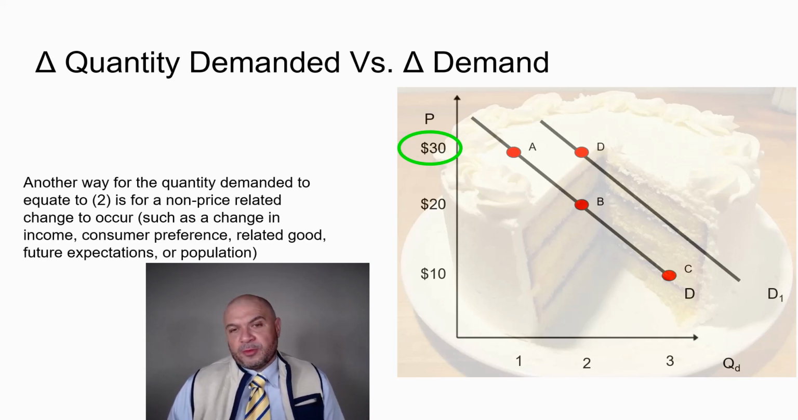All right, another way for the quantity demanded to equate to 2 is for a non-price related change to occur, such as change in income, consumer preference, related goods, future expectations, or population, the shifters we just talked about, right? So these are non-price related things that cause a change in demand, not change in quantity demanded, but a change in demand where the whole curve shifts either to the right or left.